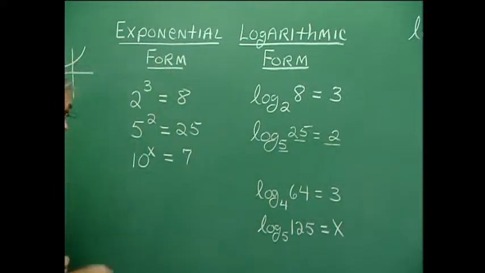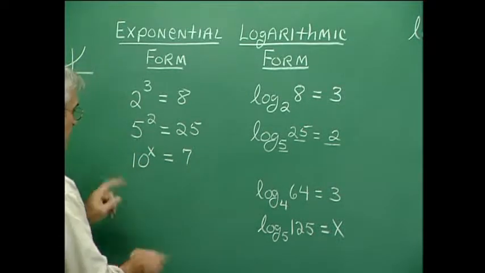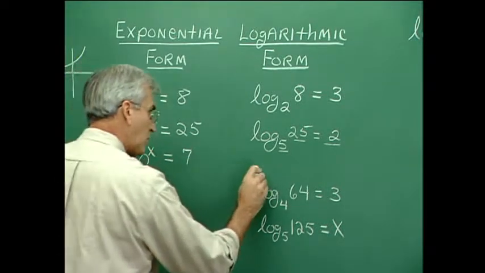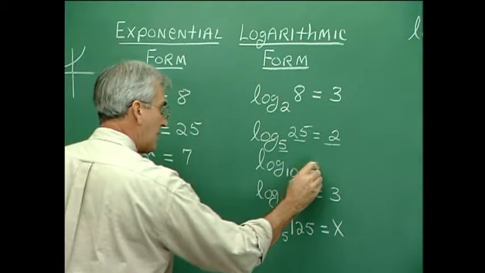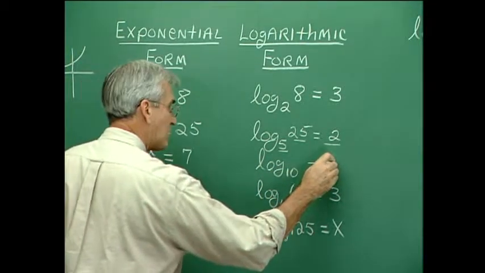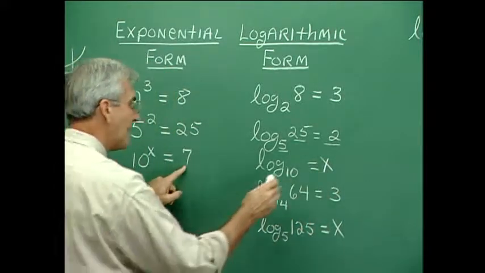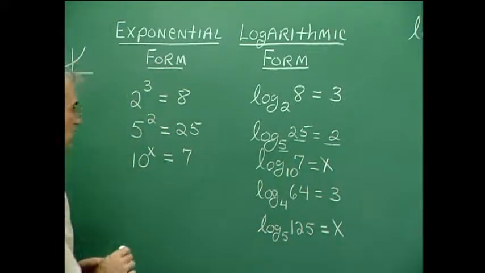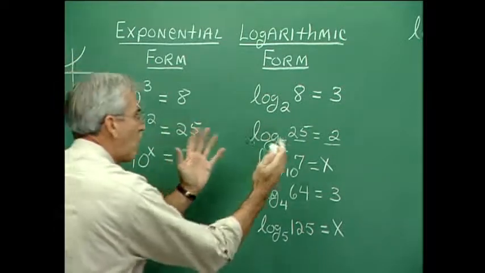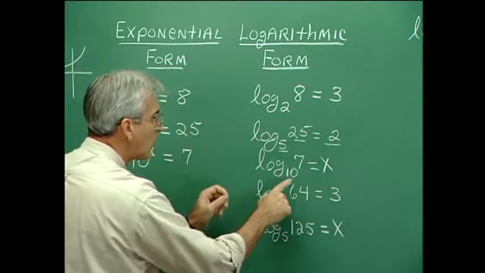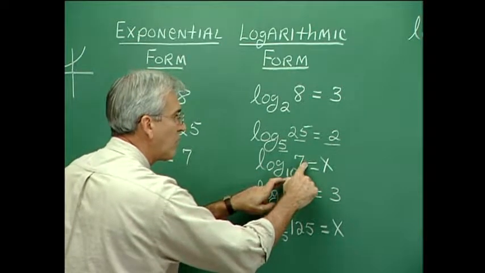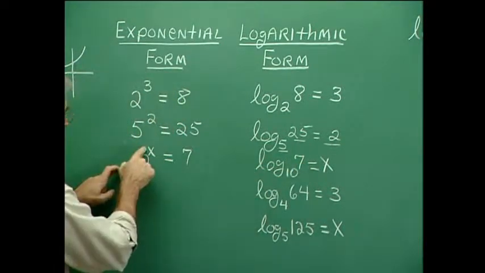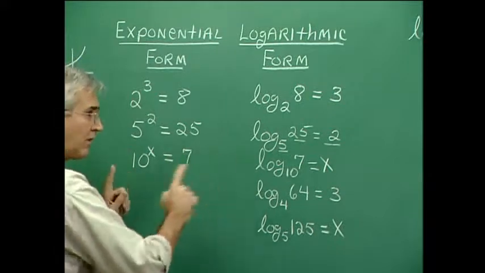Okay, let's do one that has a variable involved in it. For logarithmic form, there are 3 positions. Here's the base, here's the exponent. So when we go to log form, the base is 10, the exponent is x, and the number here is 7. So this is a request for the exponent on 10 that will give 7. That is, 10 to what exponent will give 7? 10 to what exponent gives 7? You see the equivalency of the two.